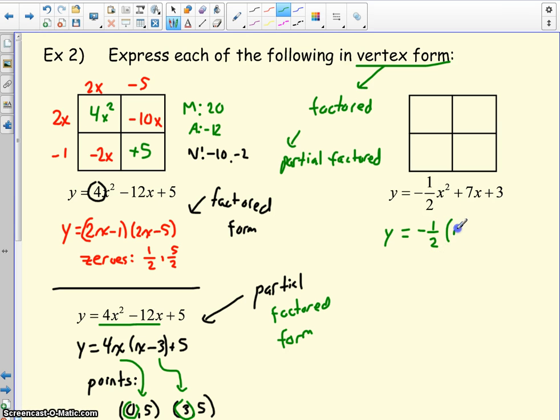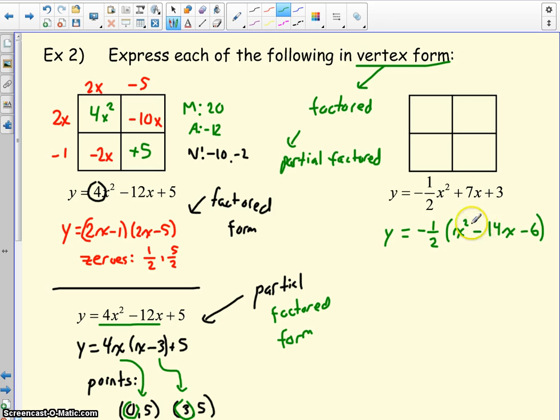So if I do this, I'm going to have x squared. Now, how many times does a half go into 7? Well, a half goes into 7 14 times. So if you take a negative half out of 7x, you'll have x squared minus 14x. Then a half goes into 3 6 times, so you'll have minus 6.